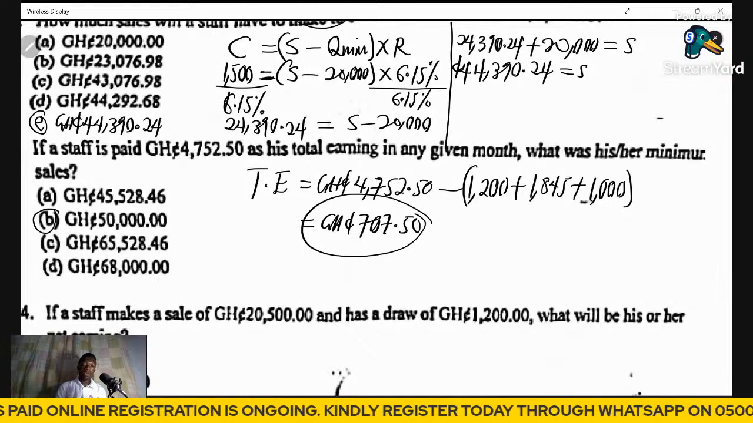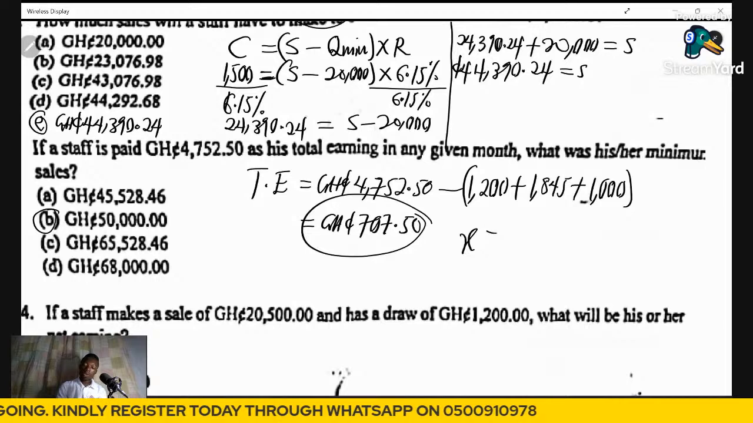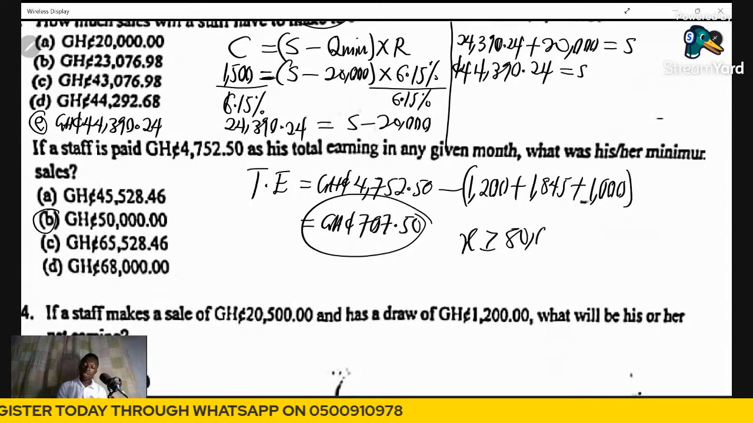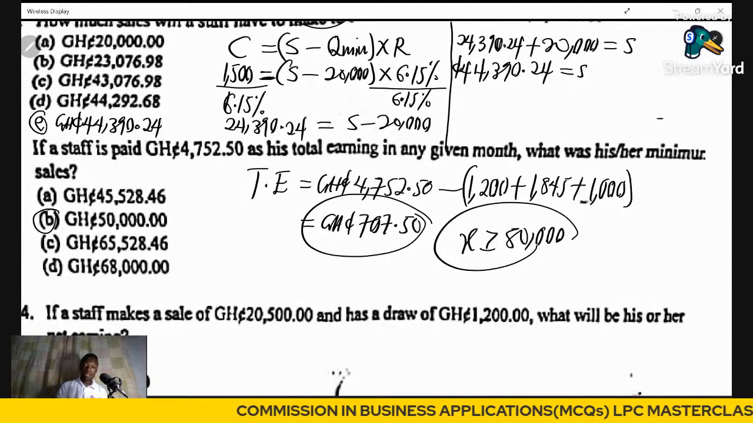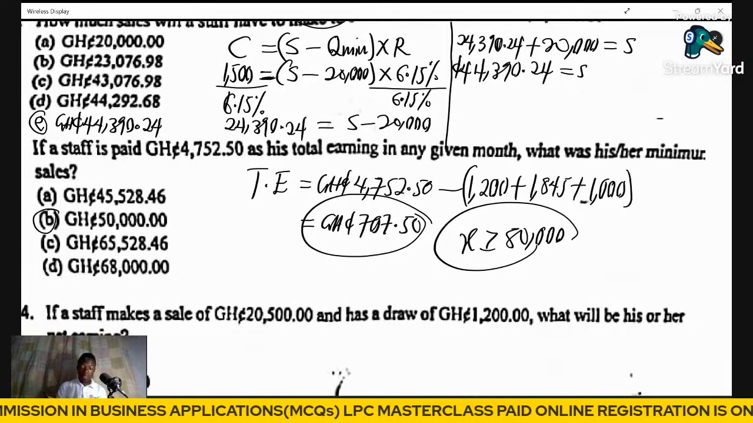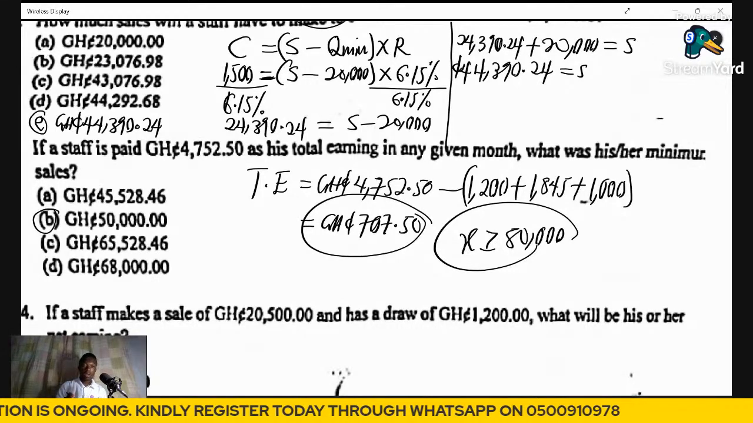Meaning that the condition here is that the sale should be greater than or equal to 50,000. That should be the minimum level of sales that they have, since even when we deduct all the other incentives that were given in this particular case, we were still having a balance of 707.50. Then it means that this staff will get a minimum sale of 50,000, right? So that is how this was done. Let's take note of that.